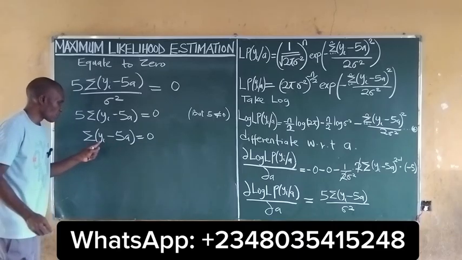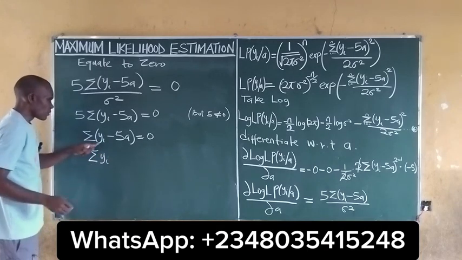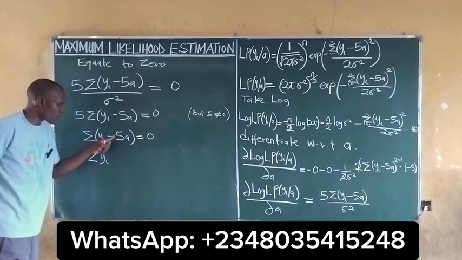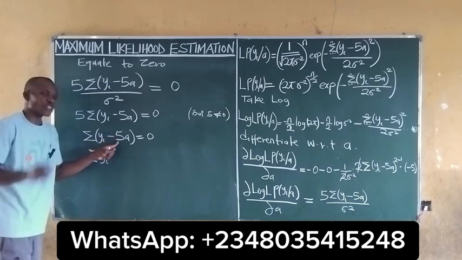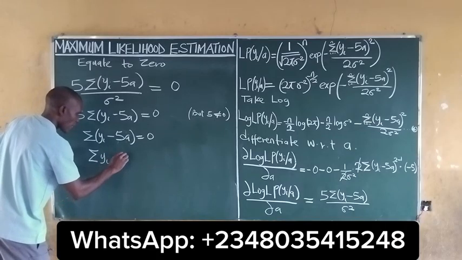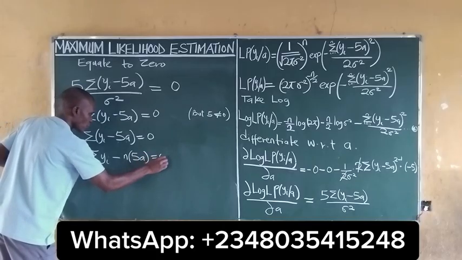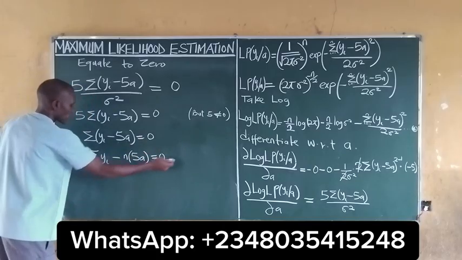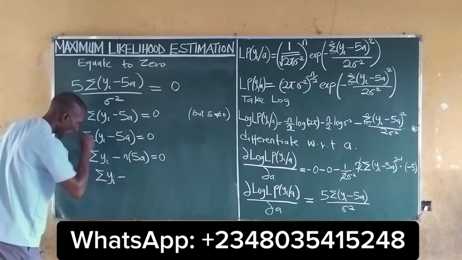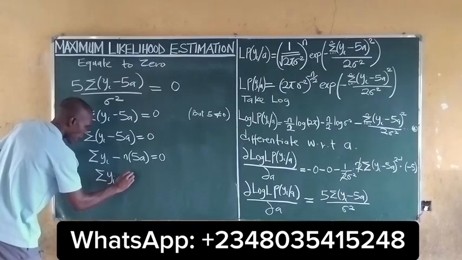When we sum this, if we sum y, we get summation of yi. If we sum this, since the whole of this is a constant, if you sum a constant, you get n times that constant. So you get minus n 5a to be equal to 0. Of course, this can go over to this side to give us summation of yi to be equal to 5an.